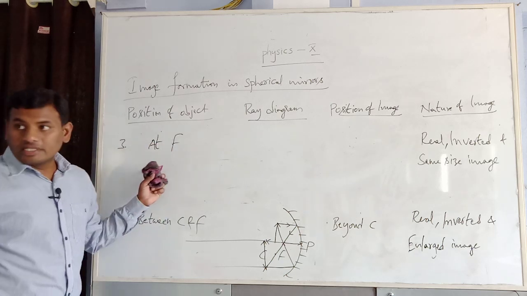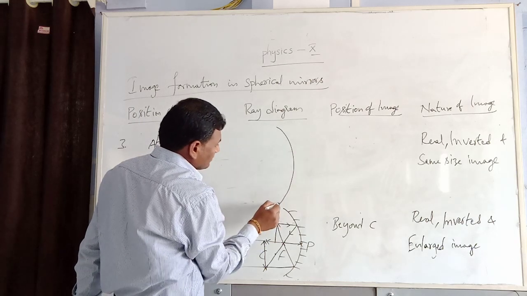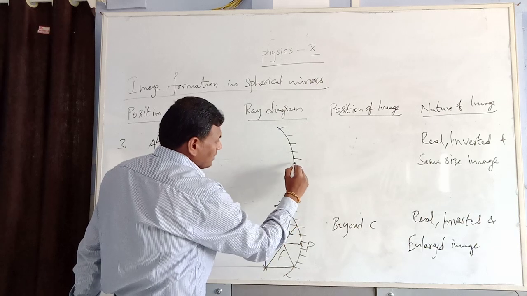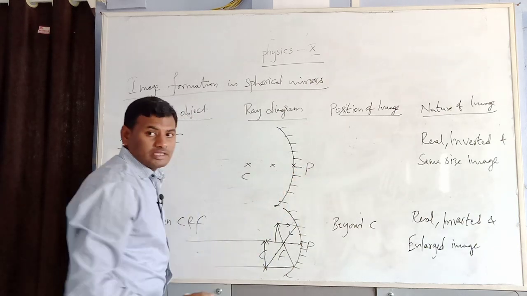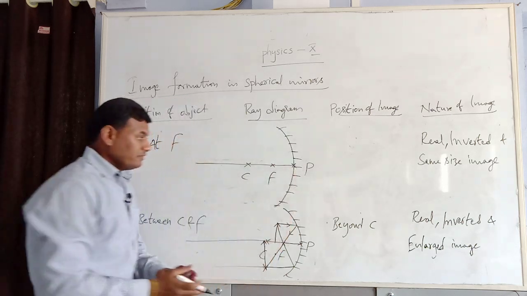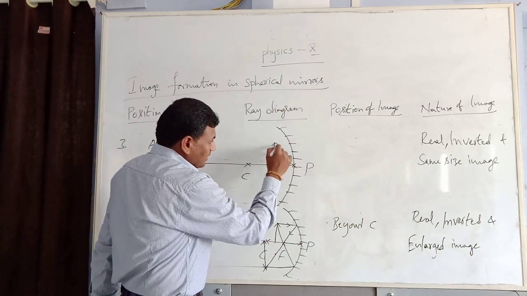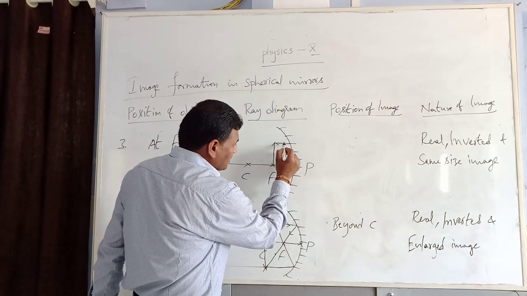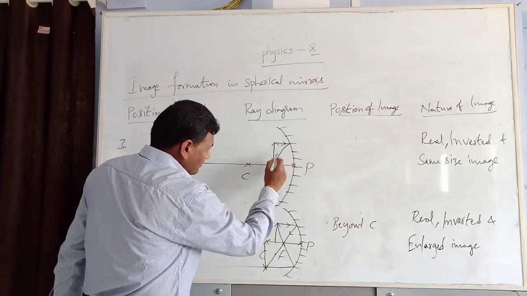So the position of the object is at F. Let us see the ray diagram. And this is the pole, this is the center of curvature, and this is the principal focus. When the object is at F, that is the principal focus, consider a ray parallel to the principal axis. When the ray is passing parallel to the principal axis, after reflection it passes through the focal point or principal focus.